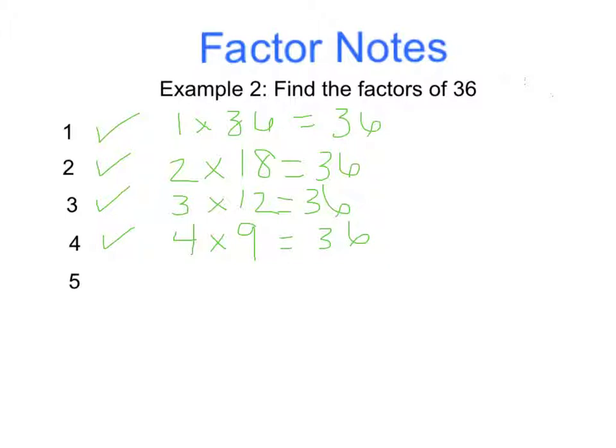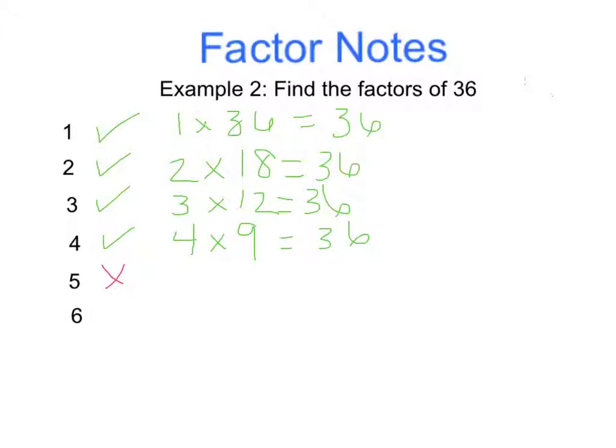Our next number to test is 5. We know that the divisibility rule for 5 is if the last digit of the number is 5 or 0. The last digit of 36 is 6, and 6 is not 5 or 0, so 36 is not divisible by 5. So 5 is not a factor of 36 either.